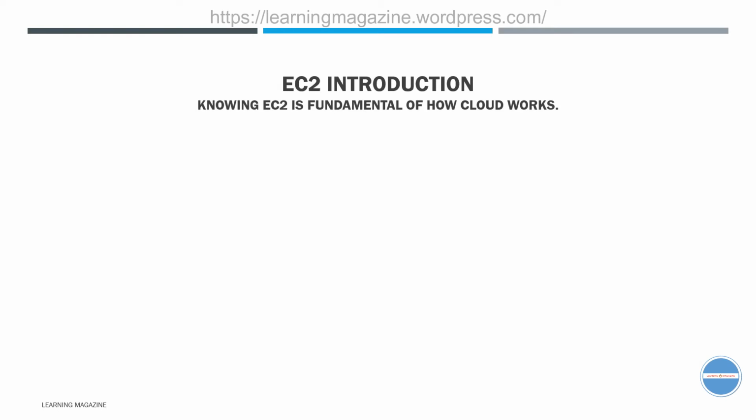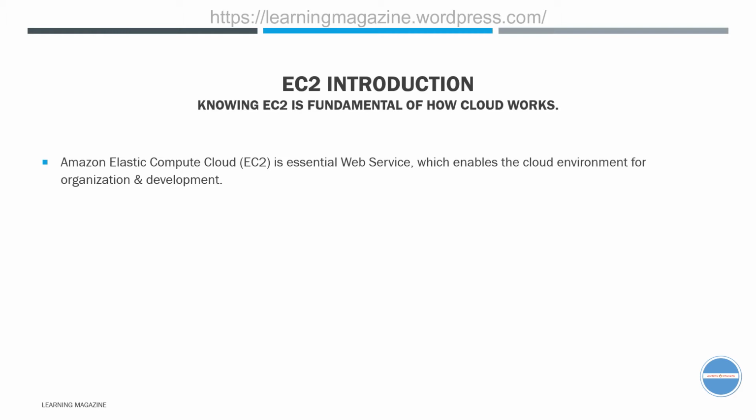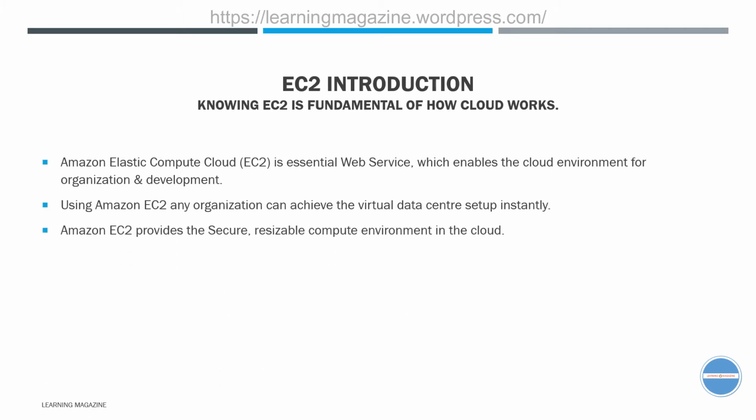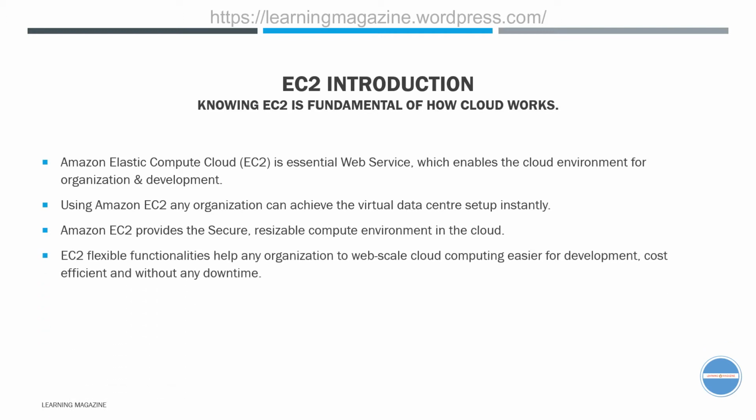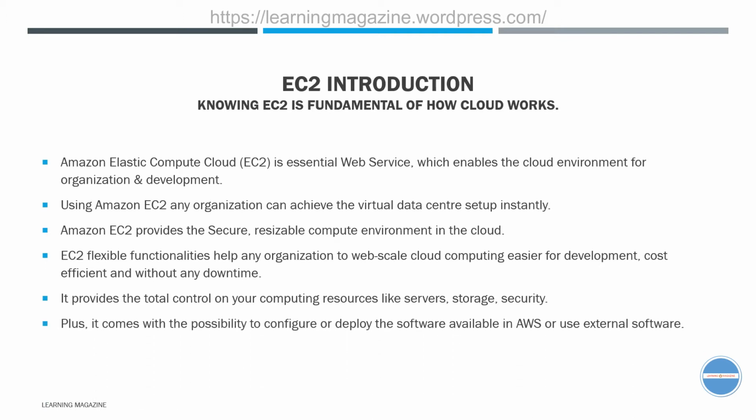Amazon EC2 is an essential web service, which enables the cloud environment for organization and development. Using Amazon EC2, any organization can achieve the virtual data center setup instantly. Amazon EC2 provides the secure, resizable compute environment in the cloud. EC2 flexible functionalities help any organization to make web-scale cloud computing easier for development, and certainly it is cost-efficient, and this minimizes downtime. It provides the total control on your computing resources like servers, storage, security. Plus, it comes with the possibility to configure or deploy the software available in AWS or use external software.